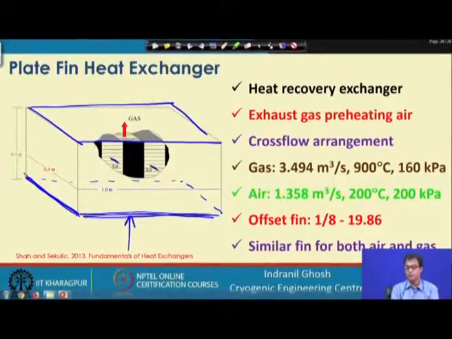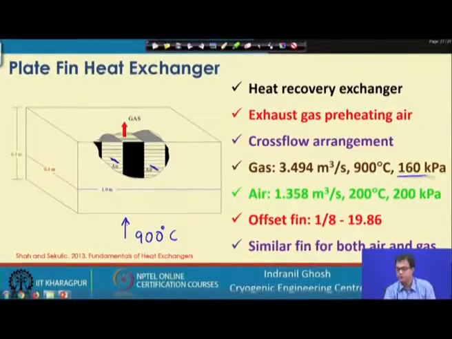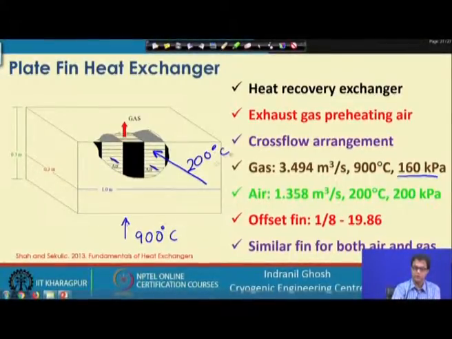and it has also been told that the construction of the heat exchanger is a cross flow type heat exchanger. So, now what we have to estimate is the exit temperature. We have been told that the gas is entering at say 900 degree centigrade at a pressure of say 160 kilopascal, and the air is entering at a temperature of say 200 degree centigrade, and its pressure has already been told as 200 kPa.